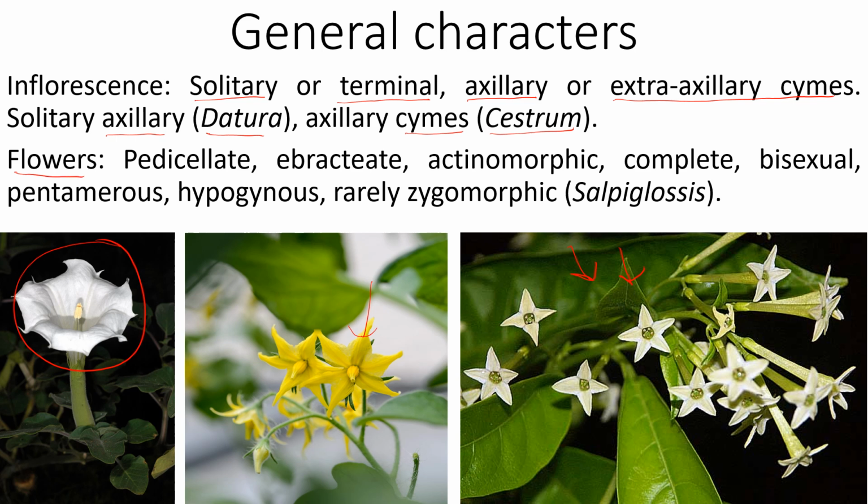The flowers are pedicellate. Ebracteate means without bract. Actinomorphic. Complete means calyx, corolla, androecium, gynoecium, all four whorls are present. Bisexual means both androecium and gynoecium present. Shows pentamerous symmetry. Hypogynous means ovary is superior, and in some cases it is zygomorphic also, and the example is Salpiglossis, where the flowers are zygomorphic.